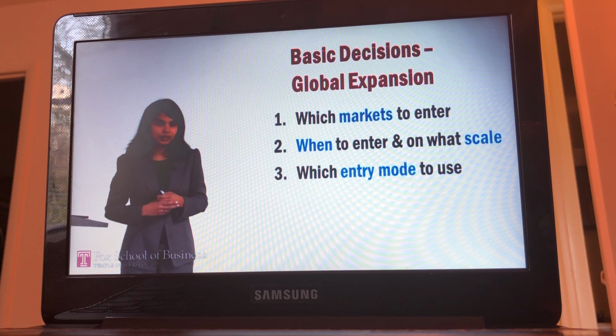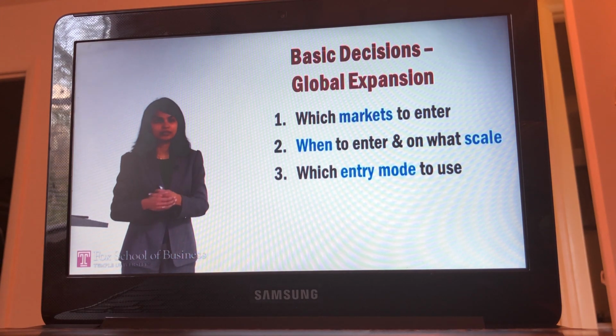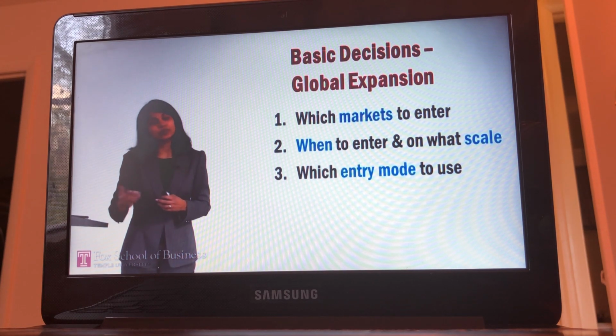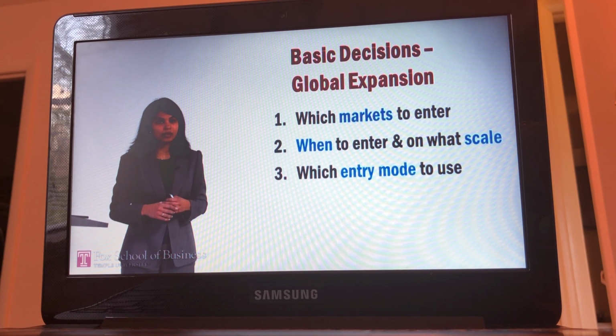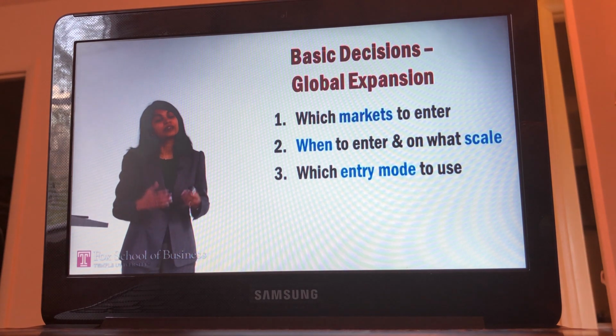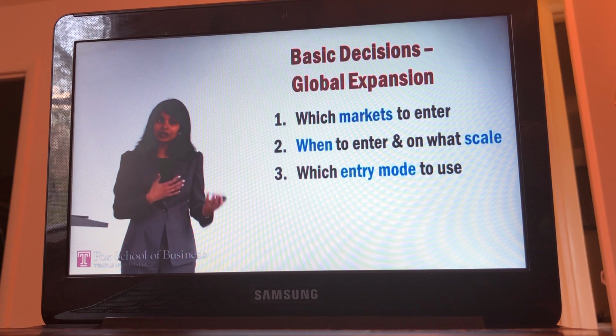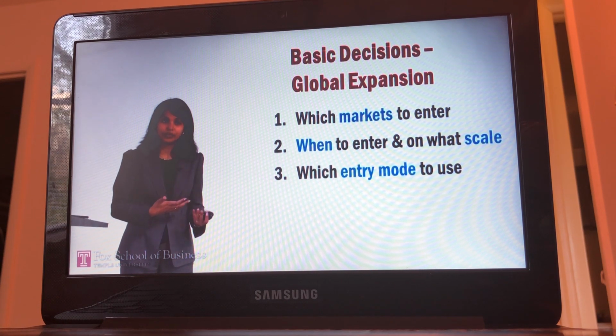And finally, the final question is, should I export my product to that country, or should I just give a license to some local company to make and market my product there? Or should I form a joint venture with a local partner to do business in that market? Or should I go and set up a wholly owned subsidiary? So these are different entry mode choices that a firm has. All these three questions are really important, and they are linked with the strategy of a firm.